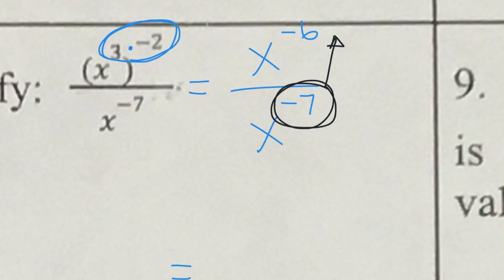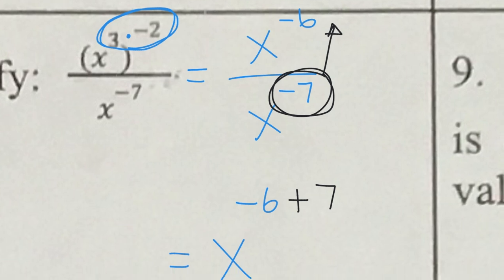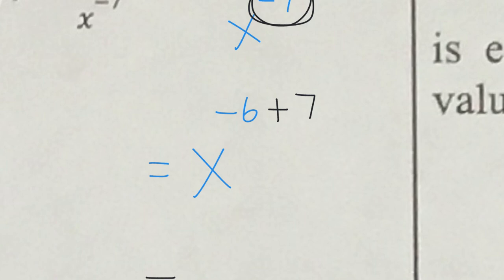So what's the opposite of negative 7? Positive 7. So this is x to the negative 6 plus 7. When a negative goes from the bottom to the top, it becomes a plus. So negative 6 plus 7 is positive 1. So your answer is just x.